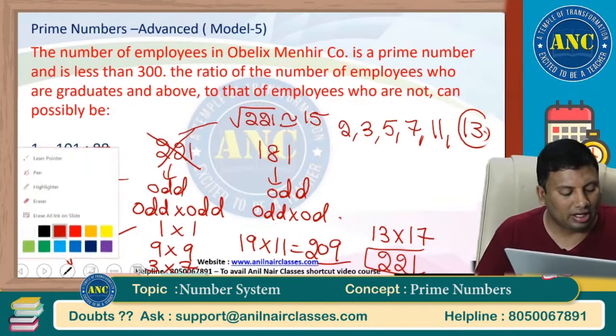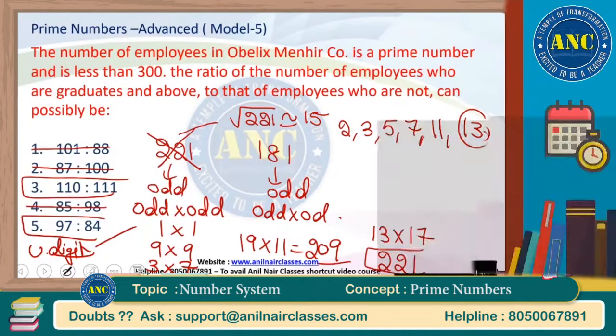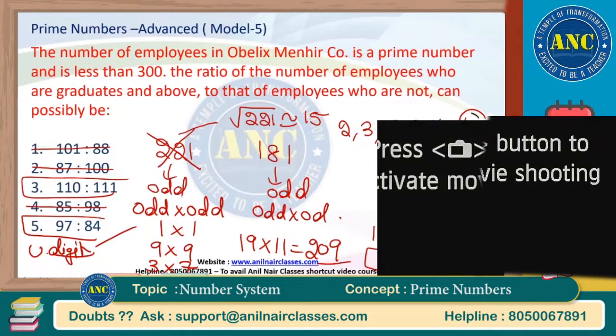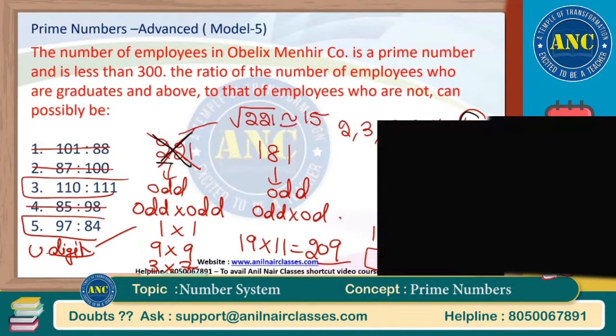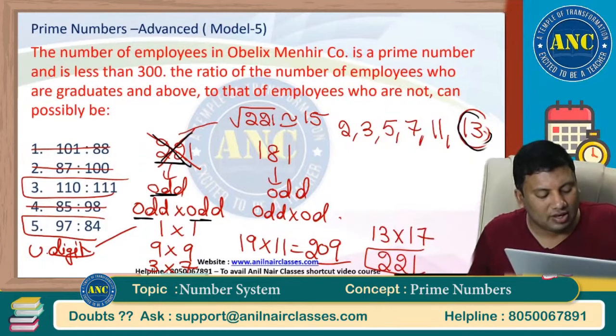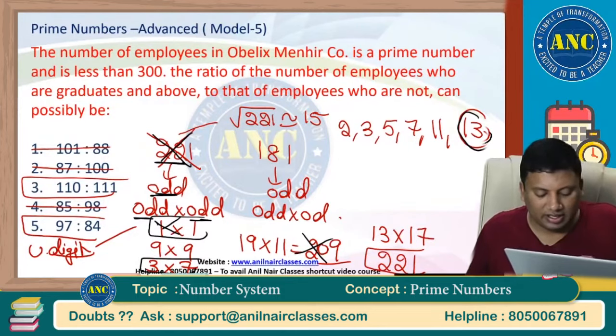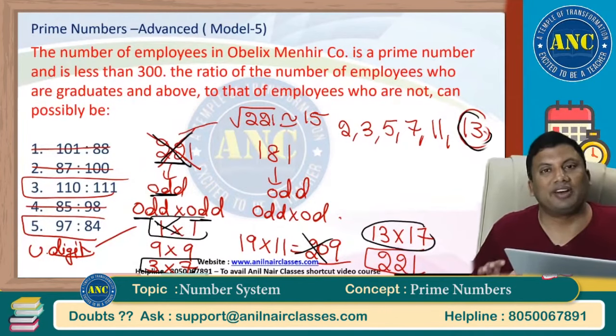If you are in doubt, you can go with this process. You cannot have two answer options, so that is the reason I checked where I made a mistake. The answer is 221, a composite number. What did I do? 221 is an odd number, and an odd number can be formed only by the product of two odd numbers. 1 into 1 is 1, 9 into 9 is 81, 3 into 7 is 21. 11 into 11 is not possible, it is not divisible. 19 I took, it is 209, no. 13 into 17 I tried, I got 221. I hope the idea is clear.